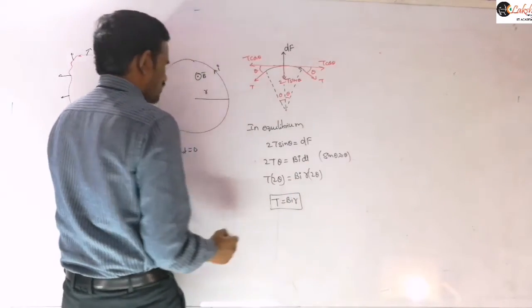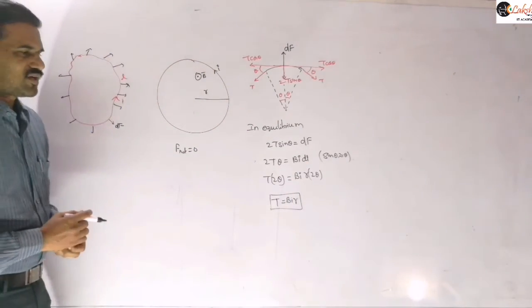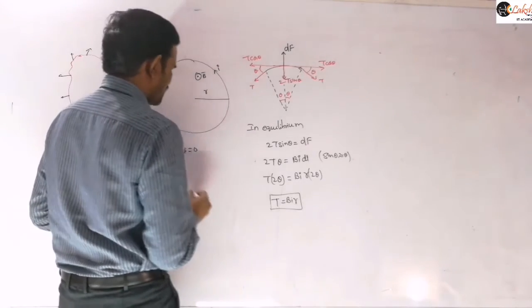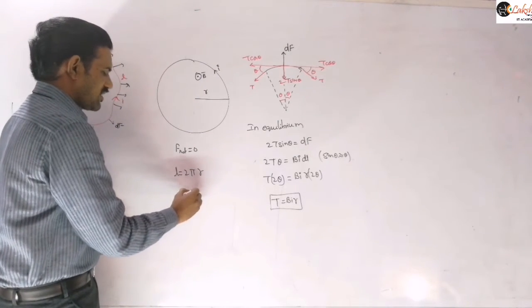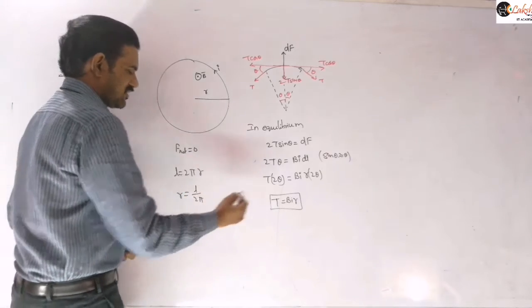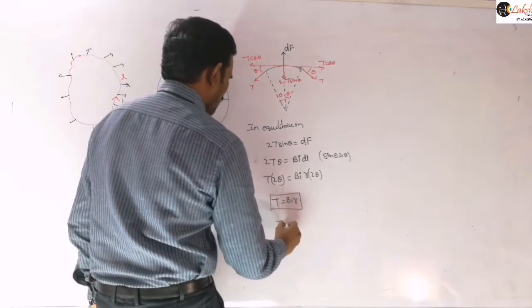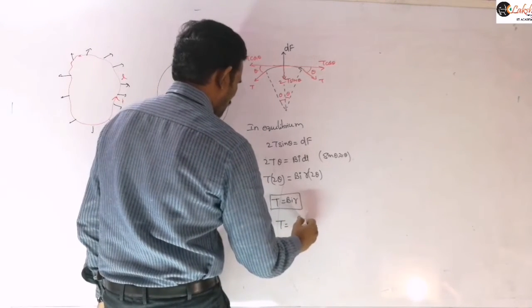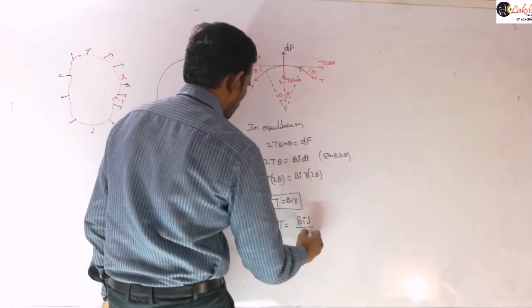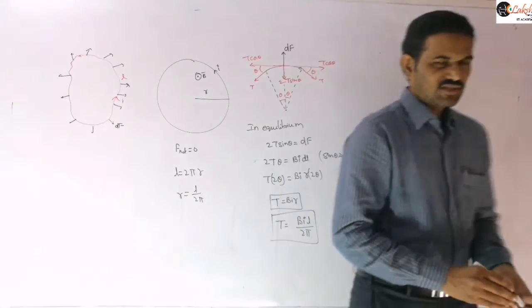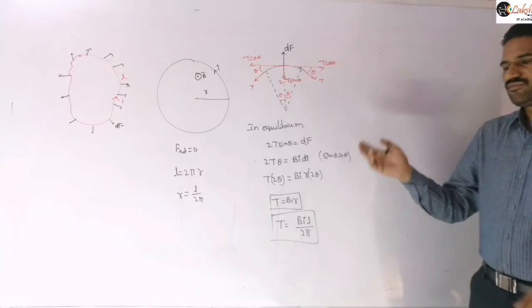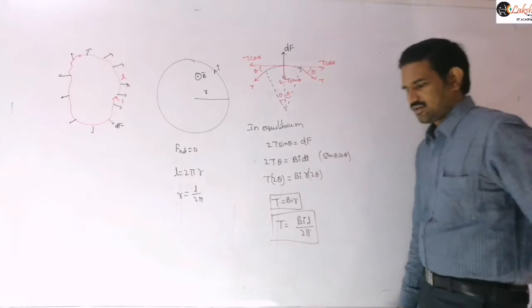But here that R is not given for us, L is given. So we need to write in terms of this L. We know L is equal to 2 pi R. Therefore R is equal to L by 2 pi. So in terms of this length, the tension is equal to B I L by 2 pi. So this is the tension developed in that wire when you switch on this magnetic field.